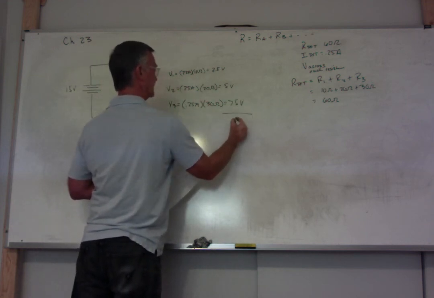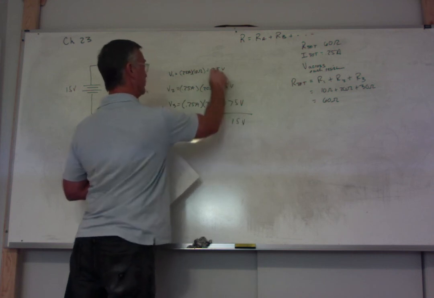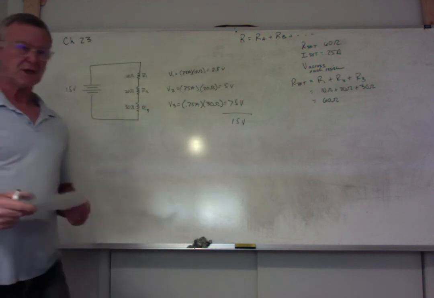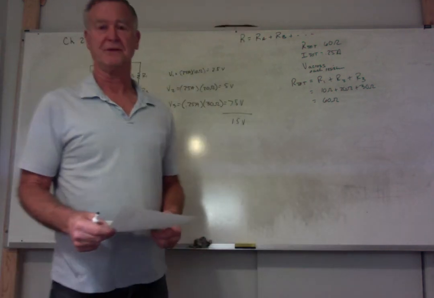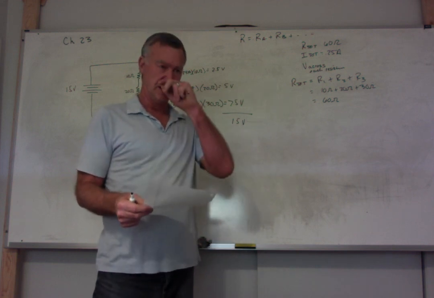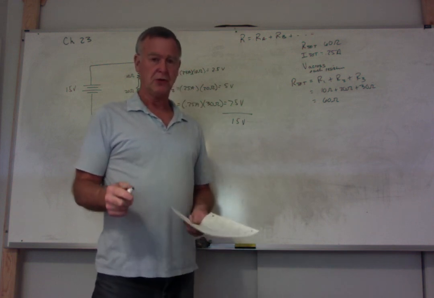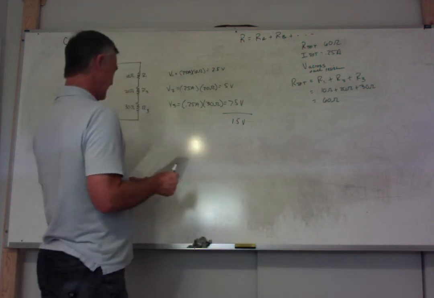Now, here's a check. Add those up. Does it come out to 15 volts? And yes, it does, 2.5 plus 5 plus 7.5 is 15. So that is called series resistors. Now, there's another type of resistance called parallel. And we will look at that next time in the next video.